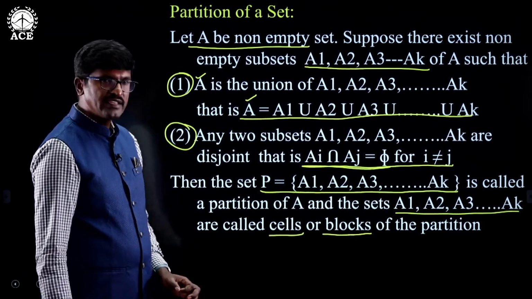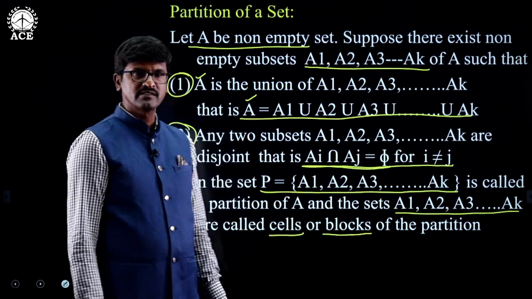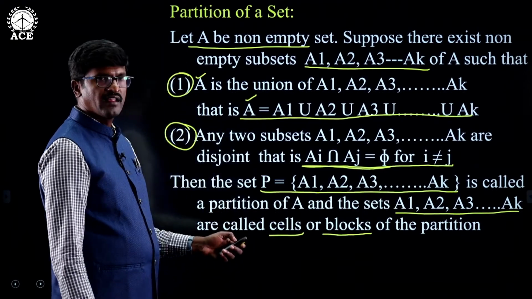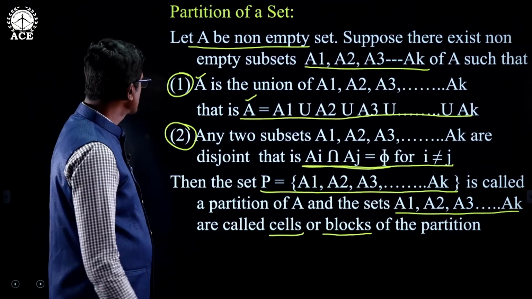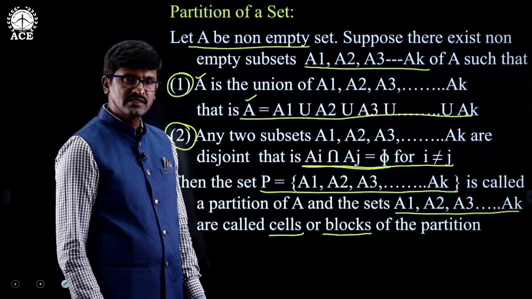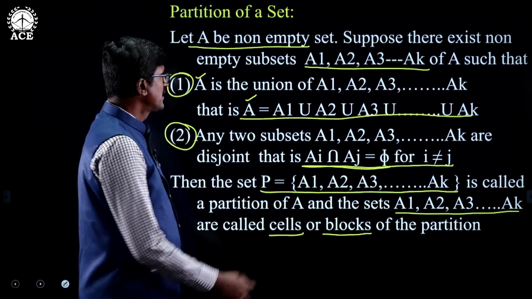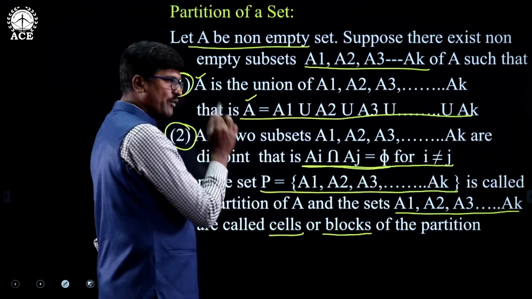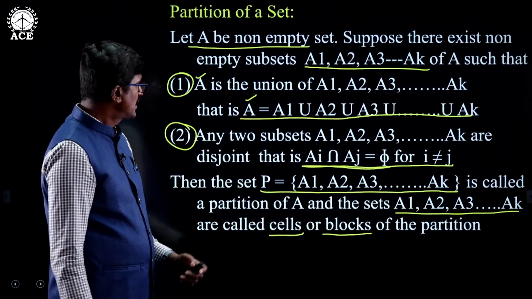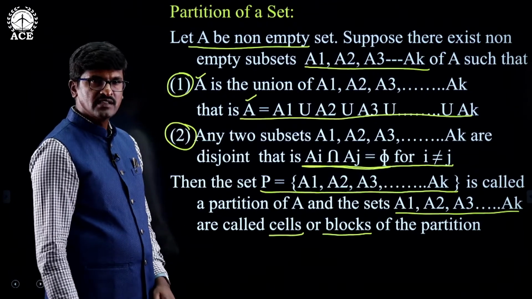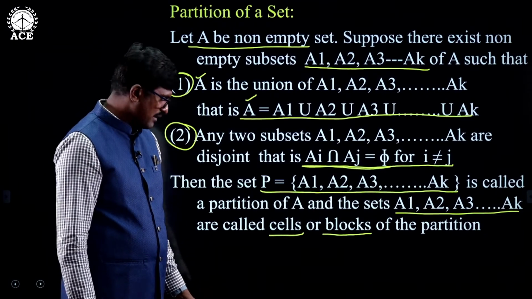So every set can be made into a partition set. If you take any set A, then you can find the partition of that set. To find the partition of this set, you need to find the subsets. When you are finding the subsets, you have to make sure that these subsets satisfy these two properties. Property number 1, if you take the union of subsets, then you have to get the given set. If you take any two subsets, there should not be any common elements.